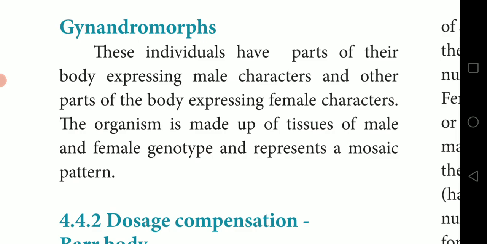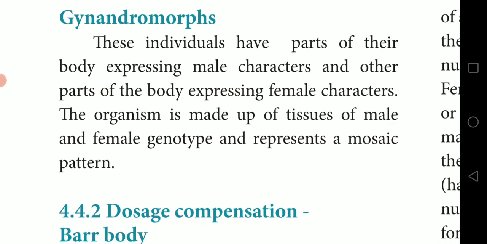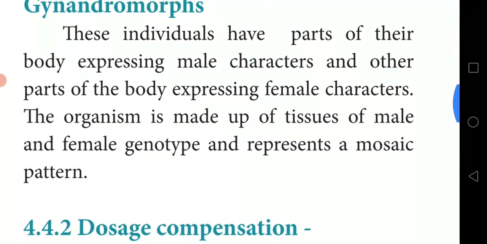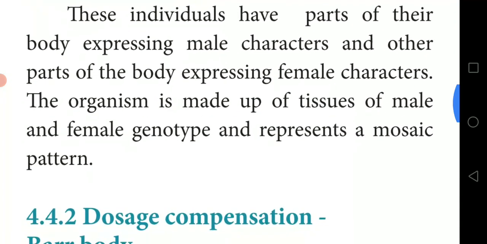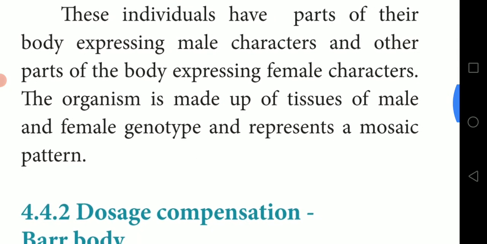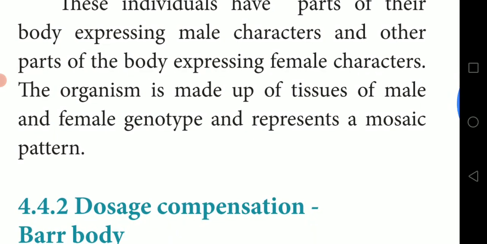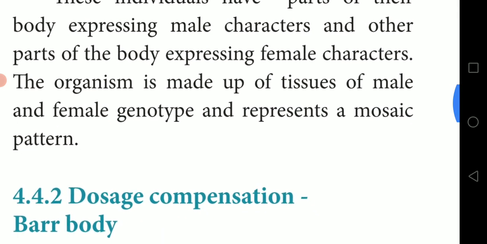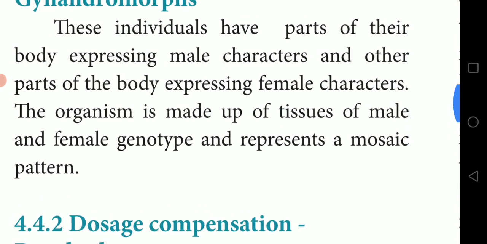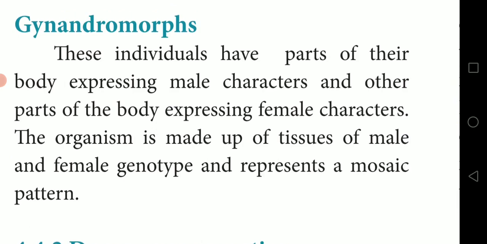I hope you got it. Gynandromorph means in our body, a few parts act as male characters and a few parts act as female characters. So the organism is made up of tissues of male and female genotypes. The genes make up the male as well as the female tissues and it is represented as a mosaic pattern. This is important. 2 marks, 3 marks can be asked. Just mark it out. They'll ask about the mosaic pattern also.